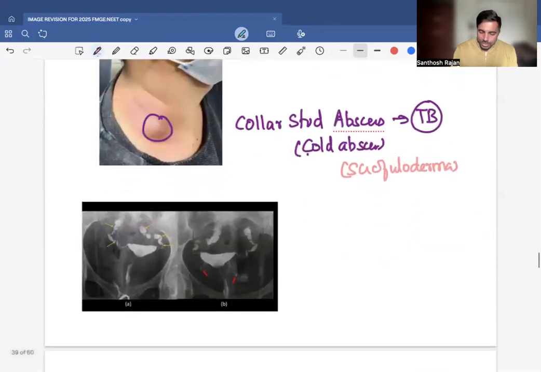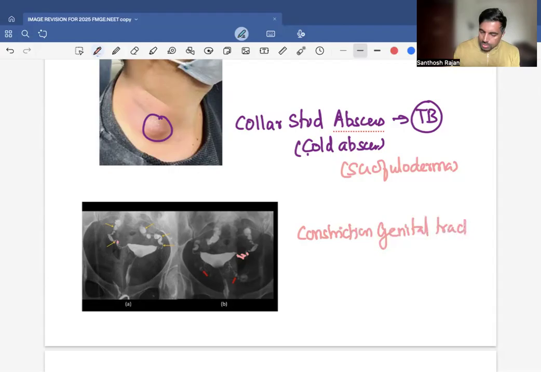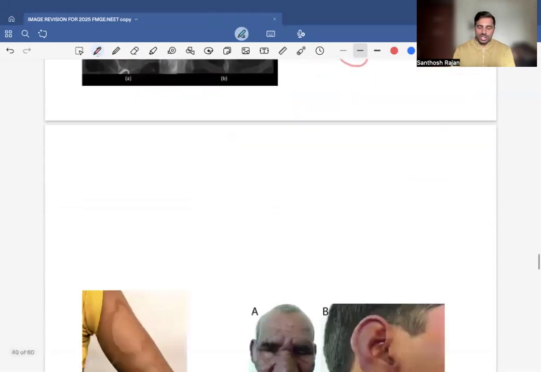Now here, when you see multiple constrictions here and there, in the genital tract, that again goes to TB. Fallopian tube or whatever, which leads to infertility. So this is again regarding tuberculosis.